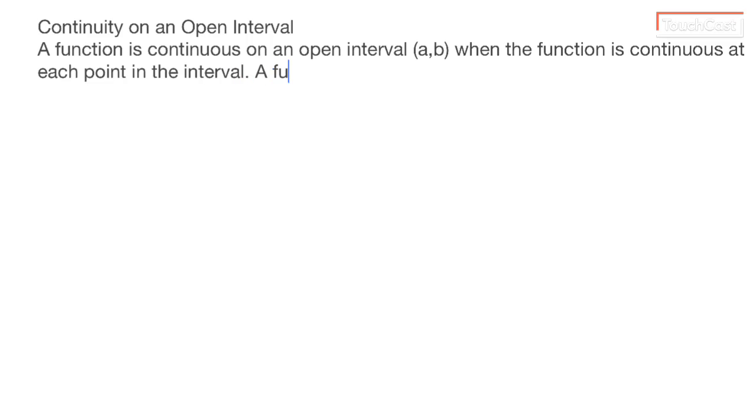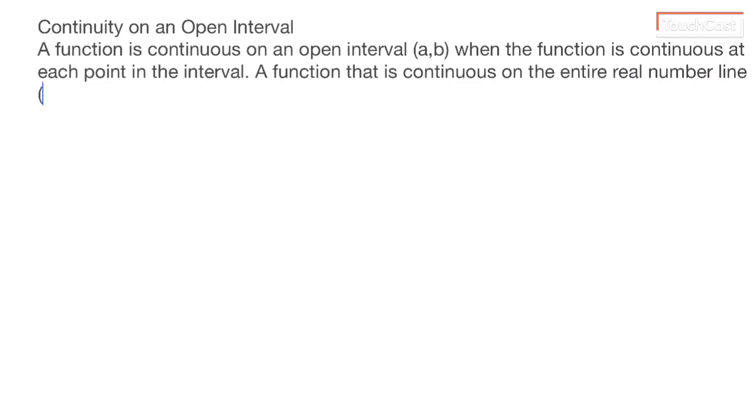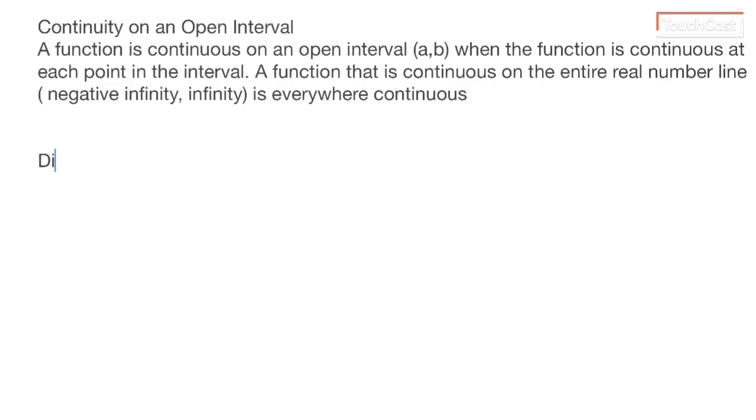and a function that is continuous on the entire real number line, meaning from negative infinity to positive infinity, is called everywhere continuous. We also say if we don't have continuity, if a function's not continuous, we call that discontinuity.